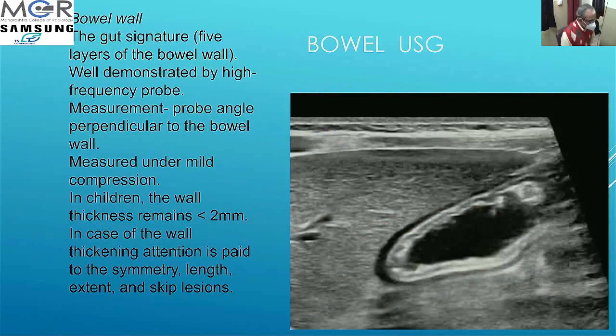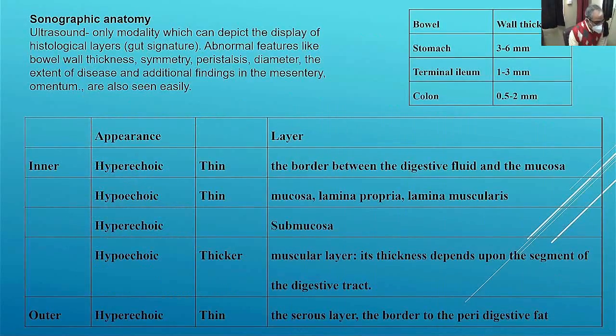Okay, bowel wall, as you know, contains 5 different layers, and it is quite well demonstrated by convex as well as high resolution high frequency probes. Whenever we measure the bowel wall, you should measure it perpendicular to the probe and not oblique, so that there is no erroneous measurement. Various parts of bowel have various wall thicknesses, and if you go by books or the literature, stomach should have 3 to 6 millimeter wall thickness, ileum should have 1 to 3 millimeter wall thickness, and colon 2 millimeter and less. In children, 2 millimeter or more wall thickness should be taken as abnormal.